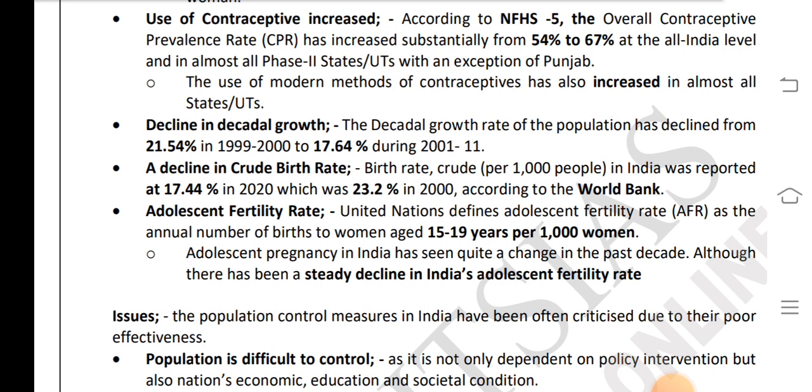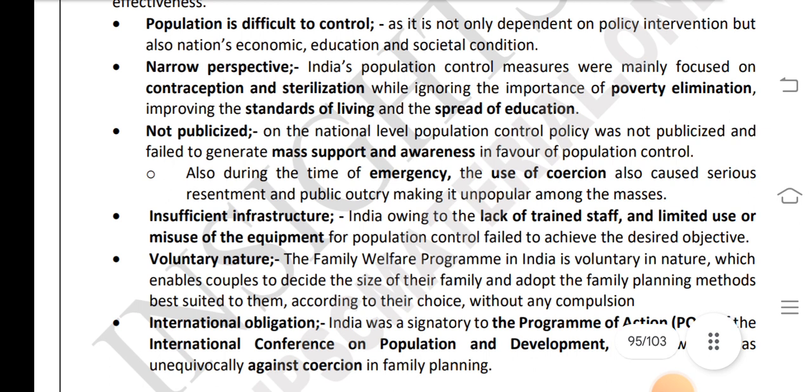The United Nations defines the adolescent fertility rate, AFR, as the annual number of births to women aged 15 to 19 years per 1000 women. Adolescent pregnancy in India has seen quite a change in the past decades, although there has been a steady decline in India, the adolescent fertility rate remains an issue.